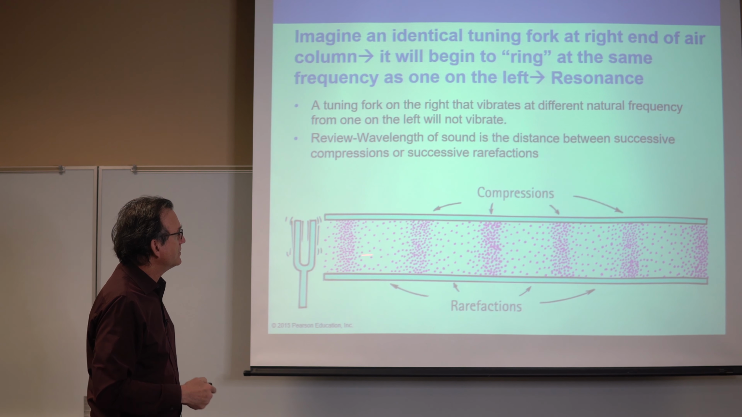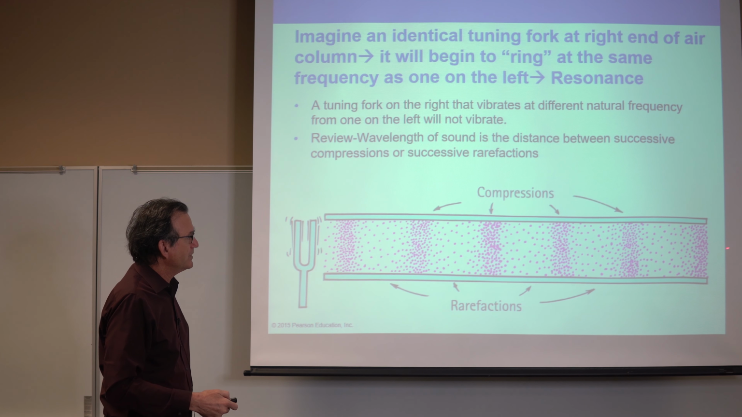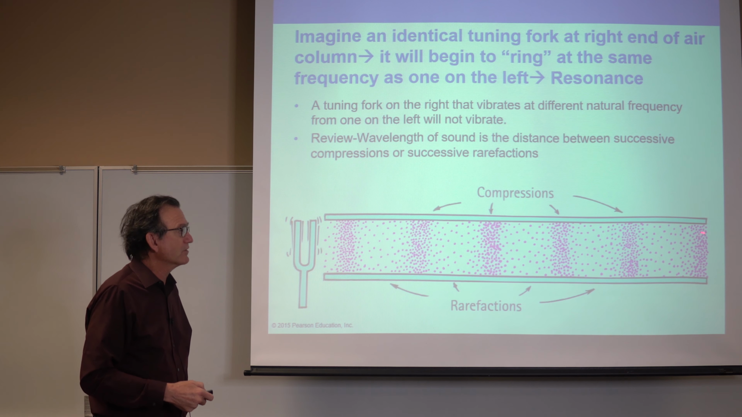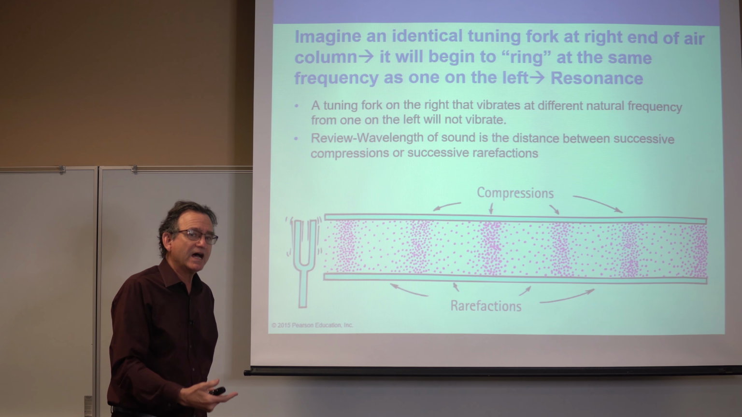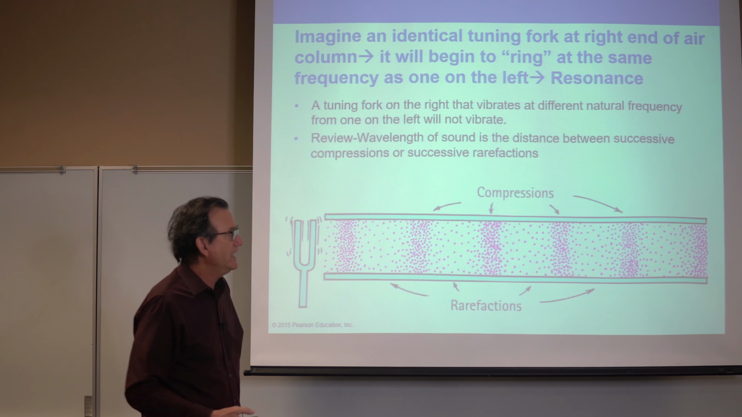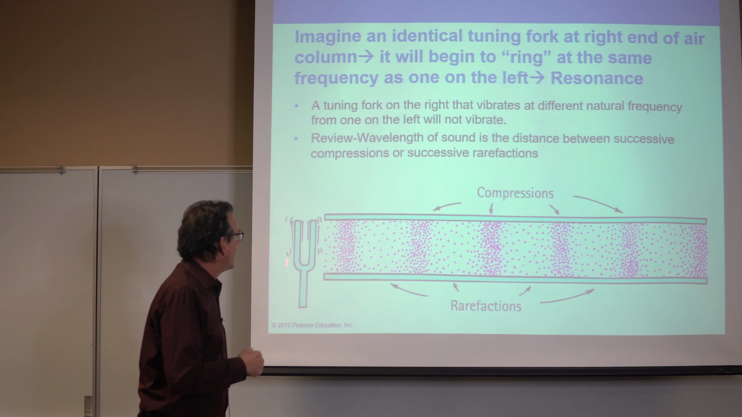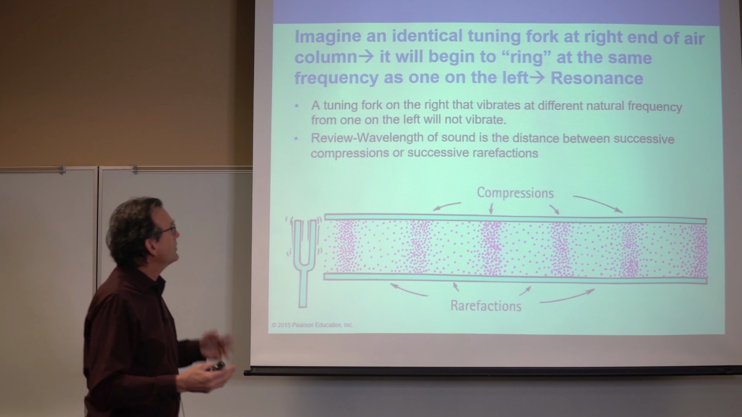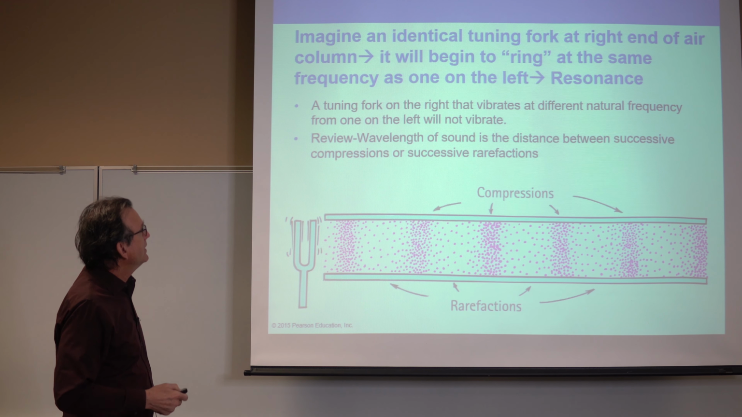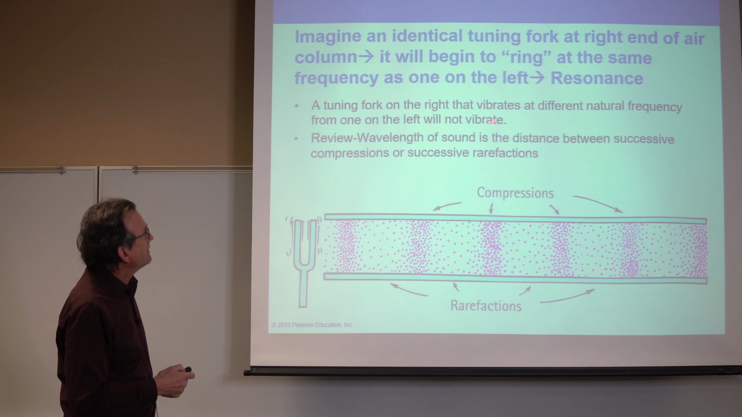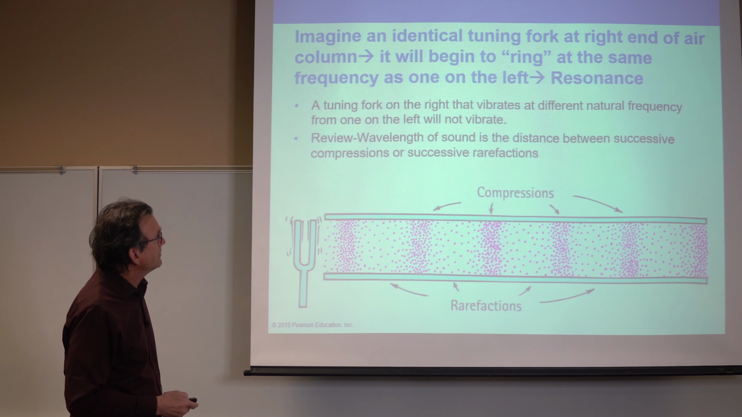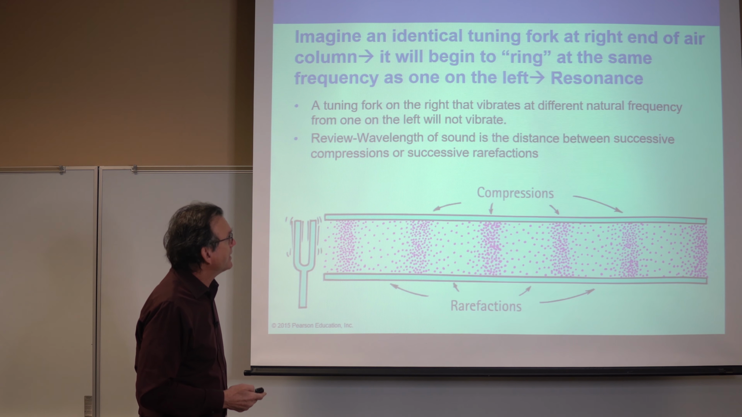It transmits its frequency through the air, and it's picked up. If, on the other hand, I have the wrong tuning fork there and it does not oscillate at that natural frequency, then the tuning fork that I use on this end will not produce any sound on the tuning fork on the other end. This is what we call matching or resonance. A tuning fork on the right that vibrates at a different natural frequency from the one on the left will not vibrate. That's an important feature of what we talk about in these sine waves.